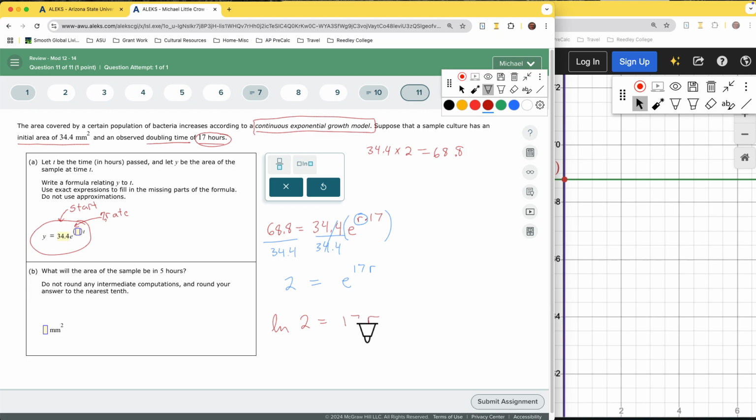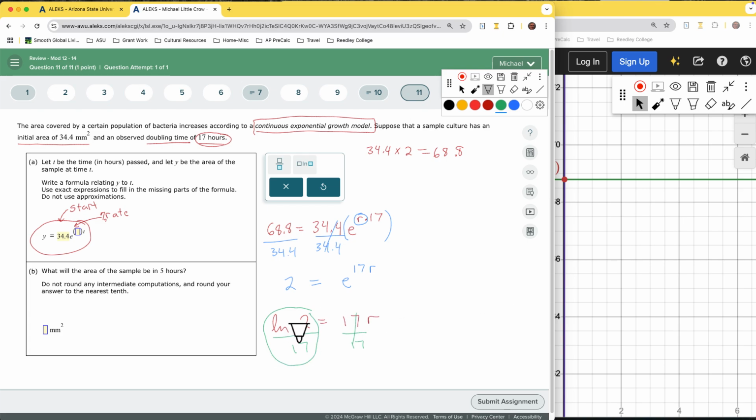Sometimes a hand has its own brain in there, I think. And then what we're going to do is divide both sides by 17. So r equals natural log of 2 over 17. This is our exact answer.